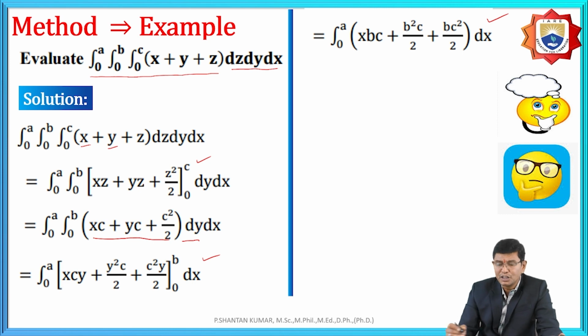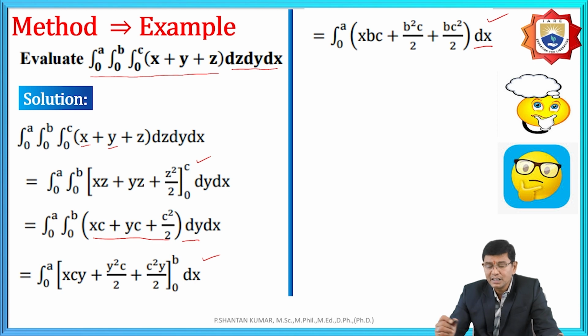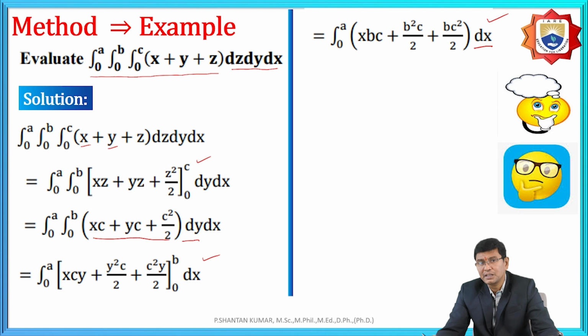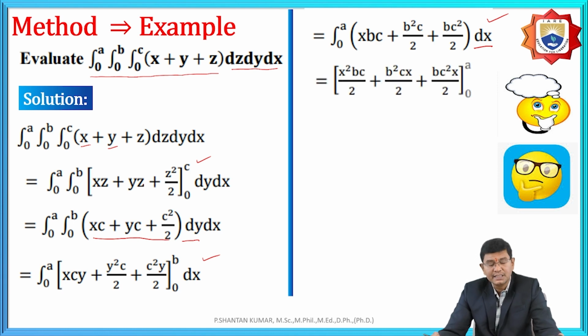Now again we need to integrate with respect to x. Here the first term is abc into x square by 2, plus b square c by 2 is a constant, with respect to x the first one is x, plus bc square by 2 integrating with respect to 1 is also x. Therefore the solution will be x square bc by 2 plus b square c x by 2 plus bc square x by 2. The limits here are x is equal to 0 to a.